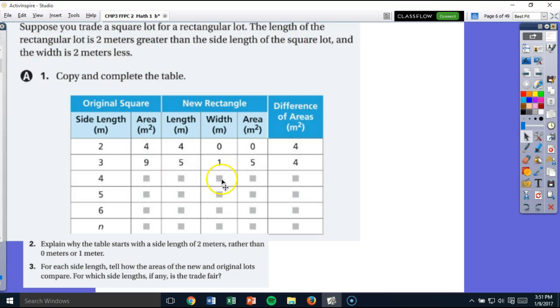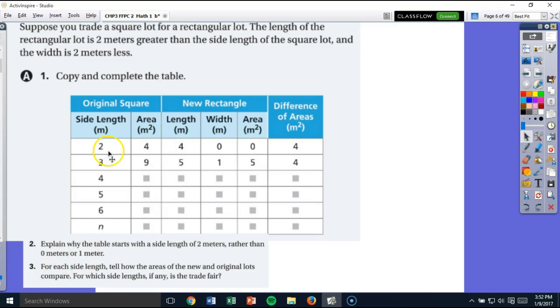We record those here and then calculate the area, and we're going to compare that area to this area and record the differences here in the table. Then part 2 asks us to explain why the table starts with a side length of 2 meters rather than 0 or 1. What's the reasoning there? Please elaborate on that. And then 3, for each side length, tell how the areas of the new and original lots compare.